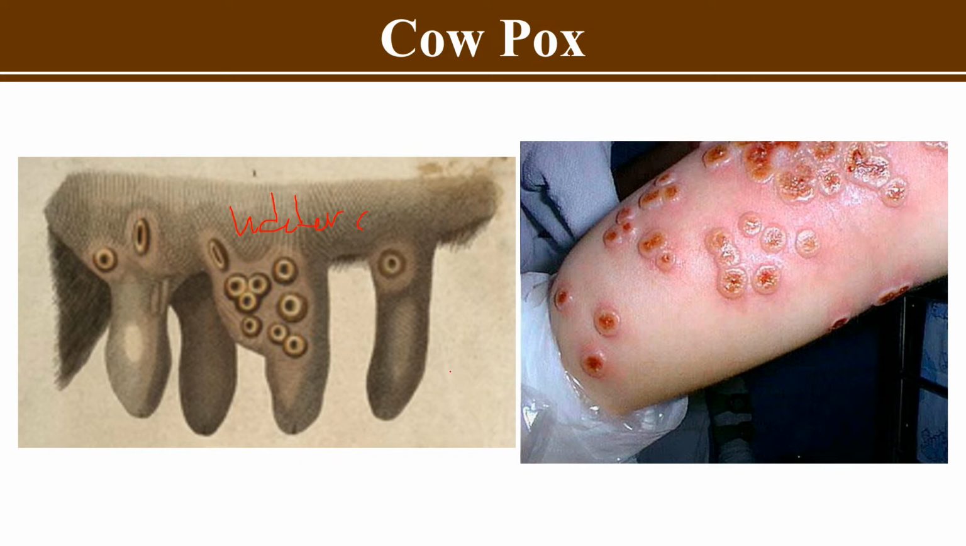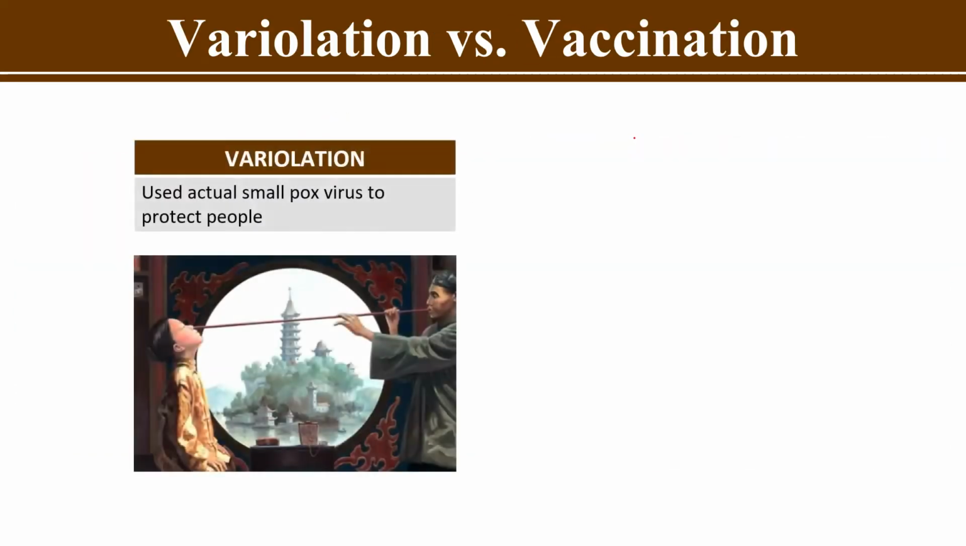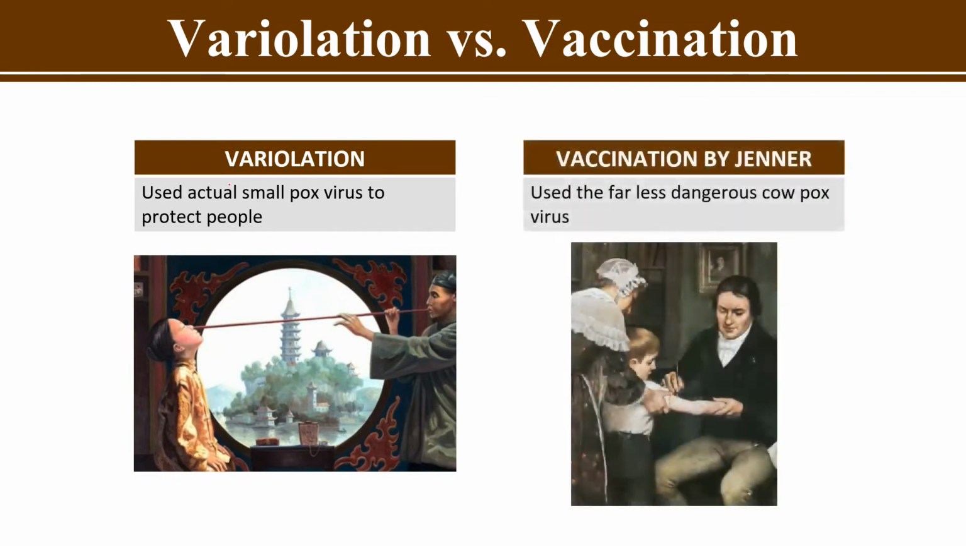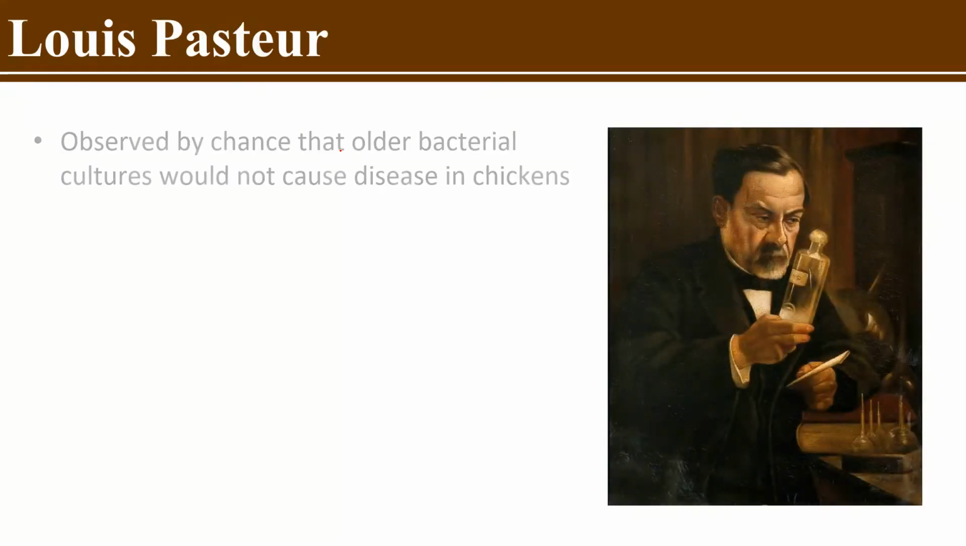to smallpox. Now, here's the difference between variolation and vaccination. Variolation would actually use smallpox virus to protect the people, while vaccination by Jenner would use the far less dangerous cowpox virus. So among the two, of course, we would choose vaccination, which is less troubling compared to your variolation.